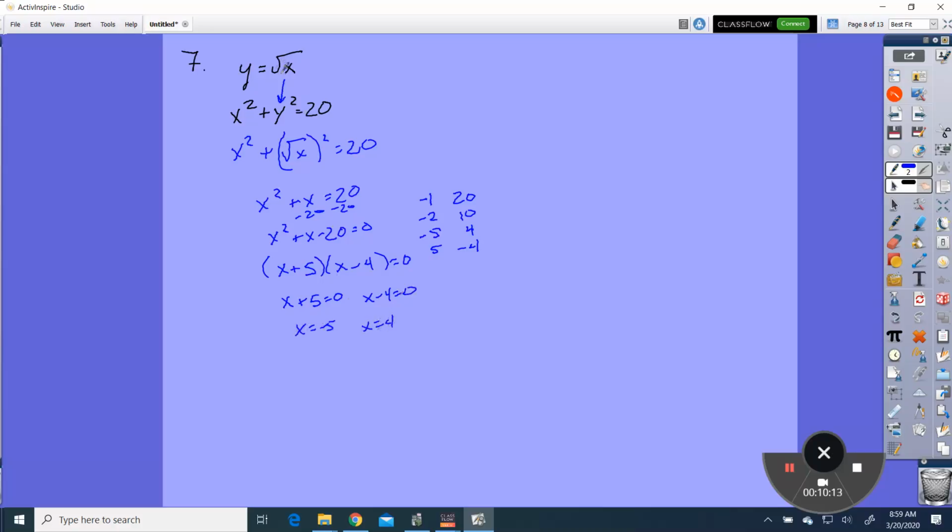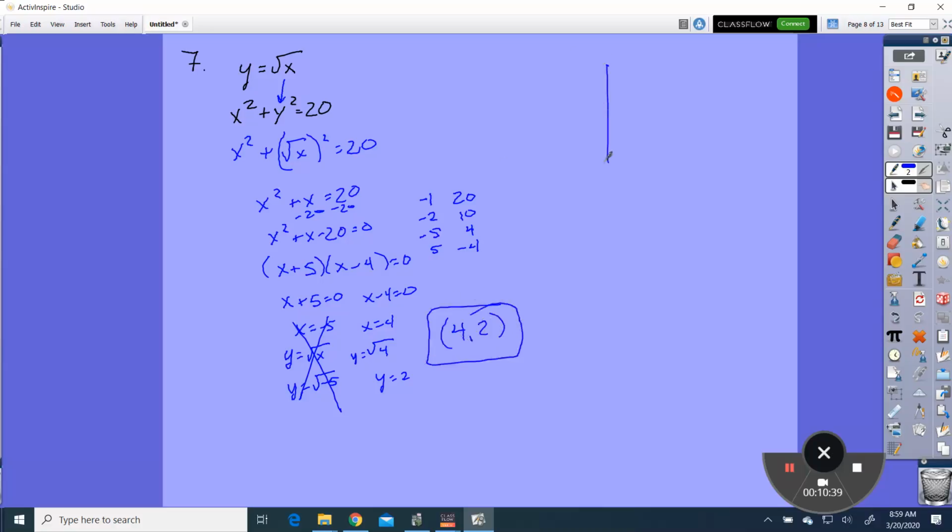But now we have to figure out what y is, so I plug this back in for y. So y equals the square root of negative 5. Well, that's no good. We can't have an imaginary number under here because we only want real solutions right now. So we just say that one didn't work. And now on this one, we have the square root of 4. So y equals the square root of 4. The square root of 4 is 2. So when x is 4, y equals 2.